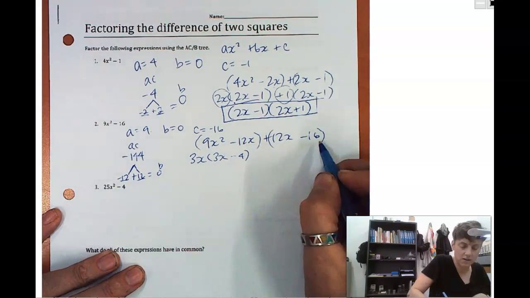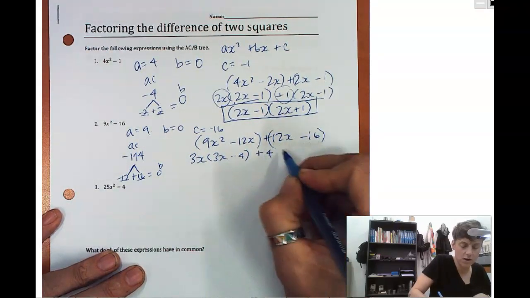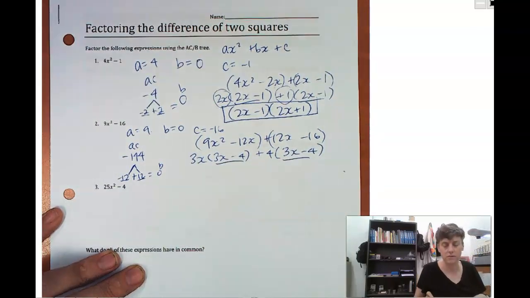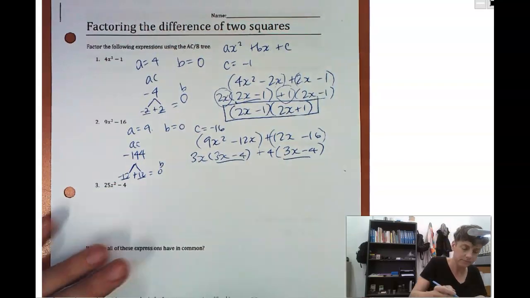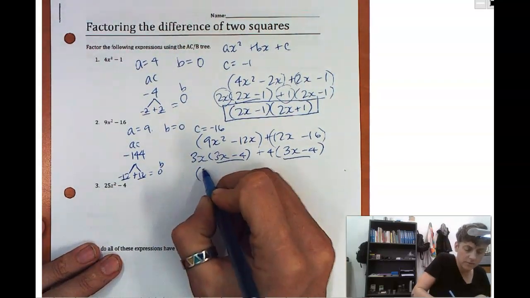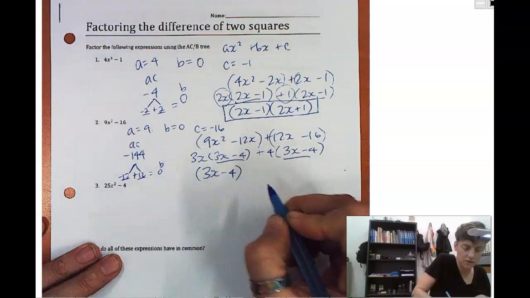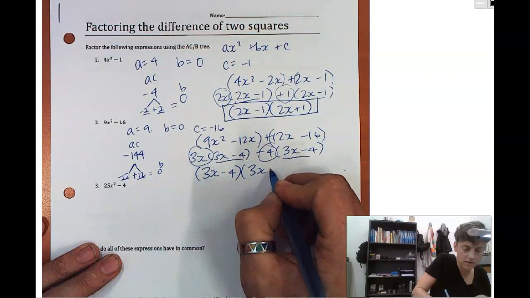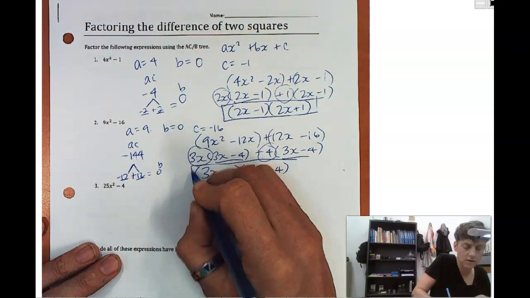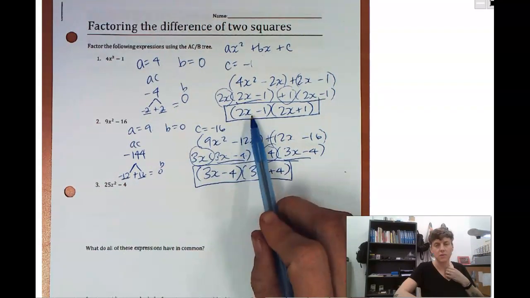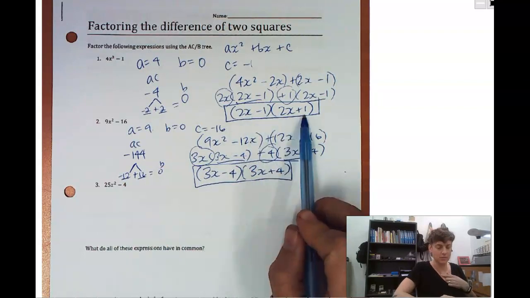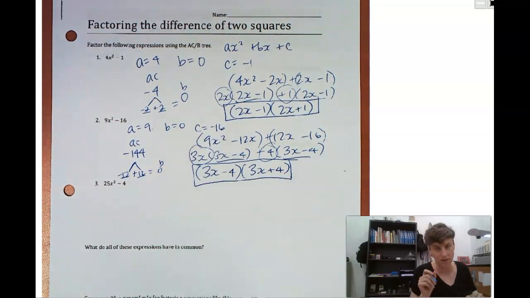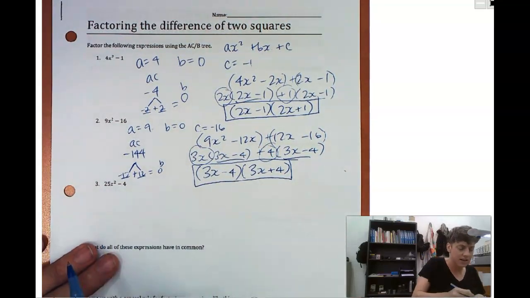Take out our GCF here, which would be 4. We're left with 3x minus 4. Great, the parts in the parentheses are the same. So our factors are the part in parentheses, 3x minus 4, and the GCFs, 3x plus 4. Interesting. This was 2x minus 1 times 2x plus 1. This became 3x minus 4 times 3x plus 4. I wonder if there's something there. Let's look at this last one.